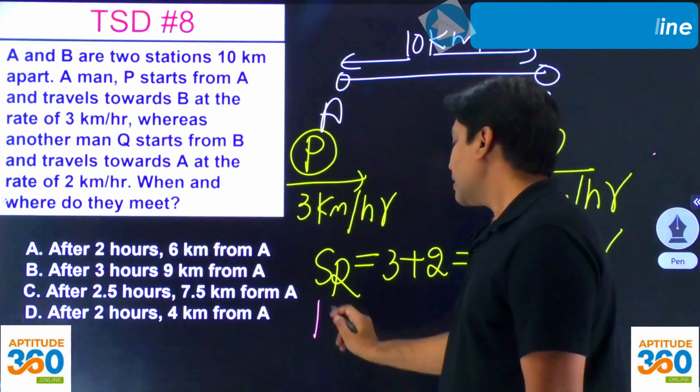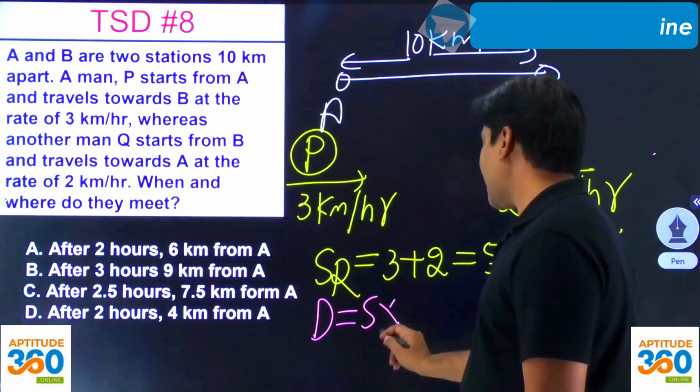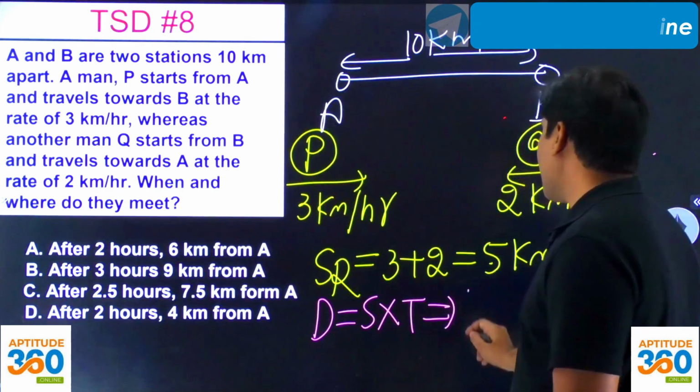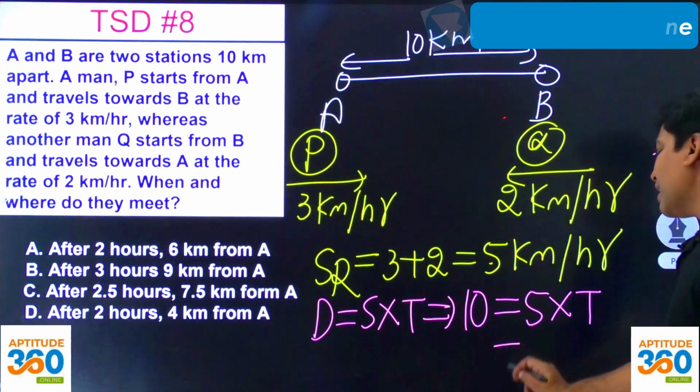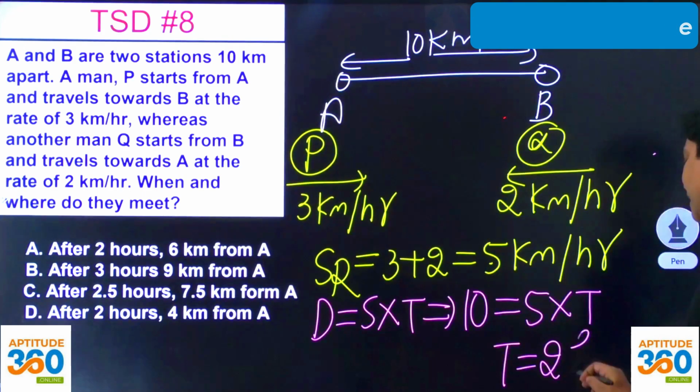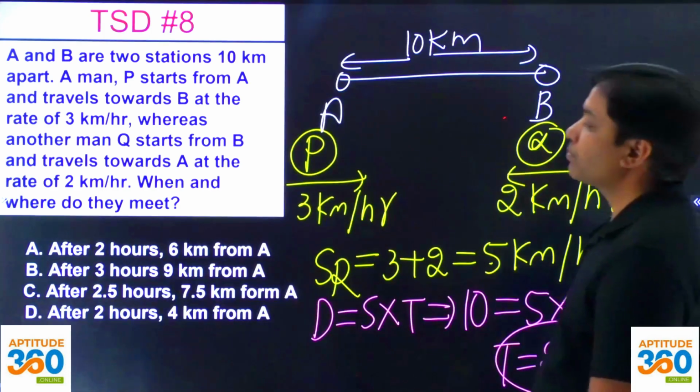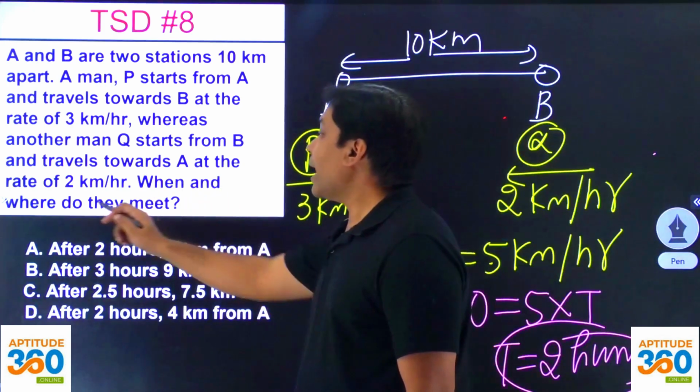यही होगा ना. Distance is speed into time. What is the distance? 10 kilometers. 5 into t. पेन भी चलाने की जरूरत नहीं पड़नी चाहिए कि भाई 2 घंटे लगेंगे उनको. आपसे प्रॉब्लम क्या पूछा गया? When and where do they meet?